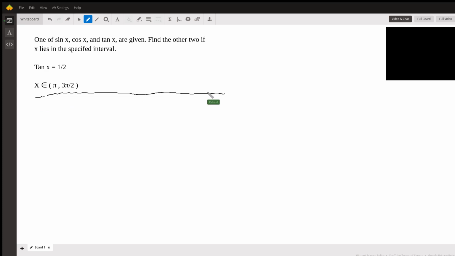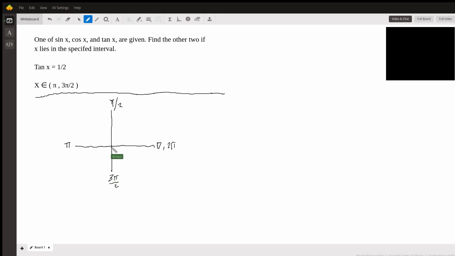This is from trigonometry or pre-calculus, and we're working with radians here because the restriction on the angle is in radians. So just remember, in radians, this is 0, then pi over 2, then pi, then 3 pi over 2, and then back to 2 pi. So the angle we're interested in is in the third quadrant here, somewhere between pi and 3 pi over 2.